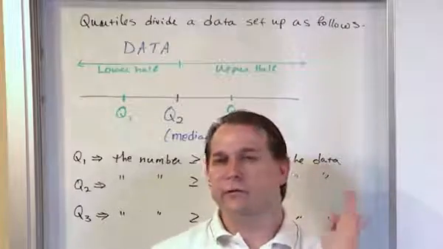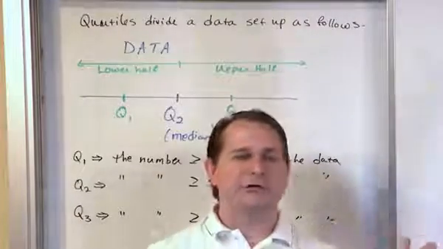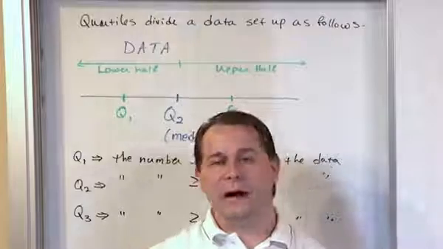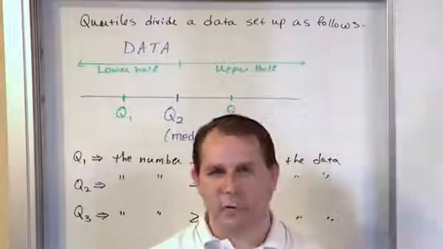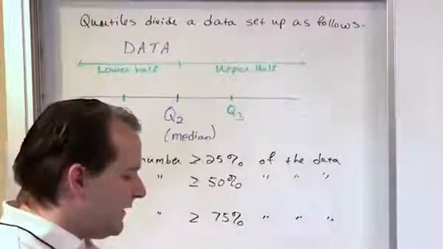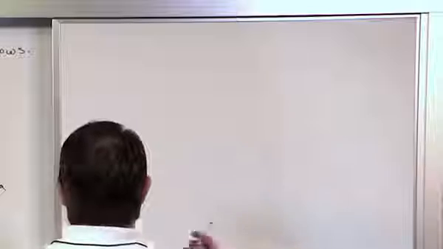First, you find Q2, which is the median of the whole thing. That chops your data set into an upper half and a lower half, and then you just find the median of the upper and the median of the lower, and those are your quartiles. So it's not a terribly hard concept, so let's go ahead and do some examples.